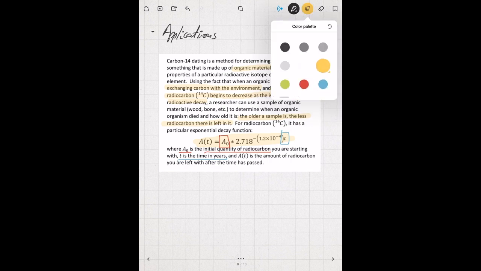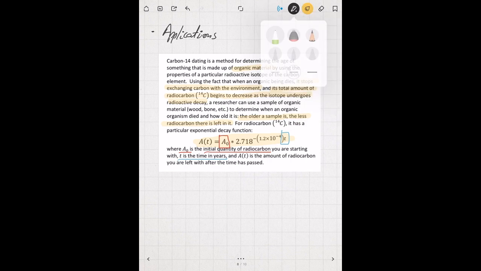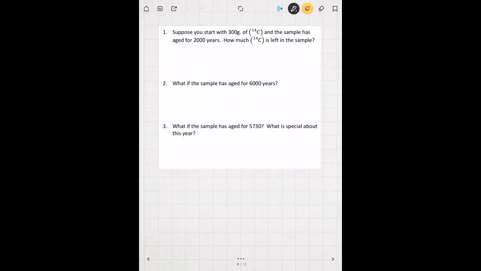Altogether, we get this response that tells us the amount of radiocarbon you are left with. So we might be able to measure how much we're left with, and if we know how much there was to begin with, we can probably estimate the amount of time it took to get to those levels. So let's go ahead and look through some application problems using this particular function.